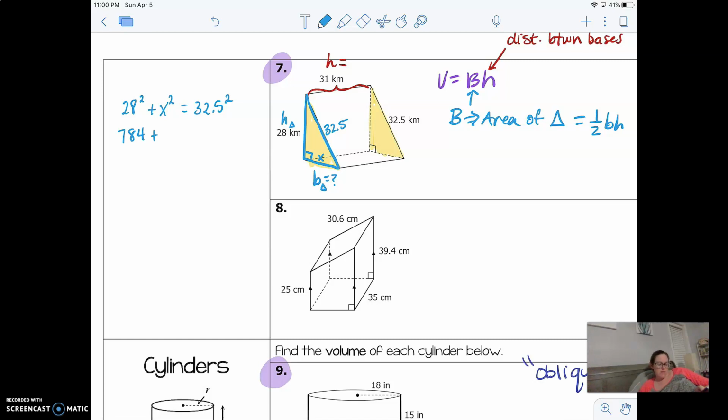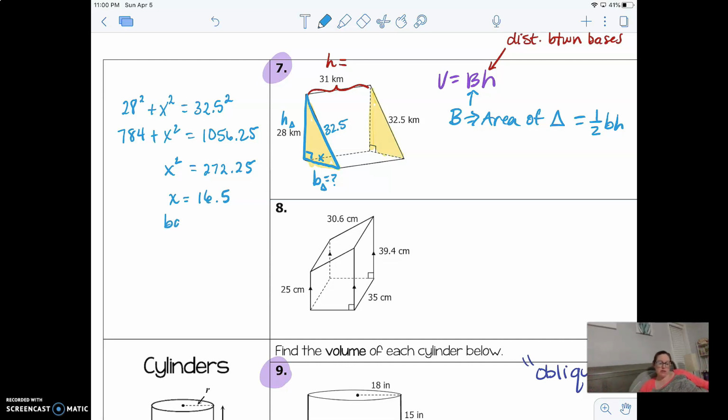So 28 squared is 784. Ooh, 32.5 squared is 1056.25. Then you're going to subtract 784. You get 272.25. This is fun. Take the square root of that, and x is 16.5. Not too bad. Okay.